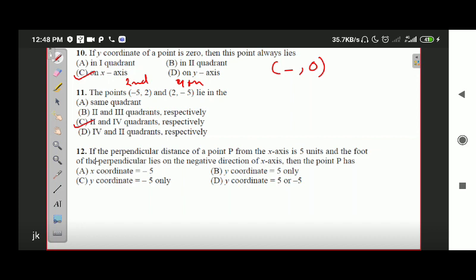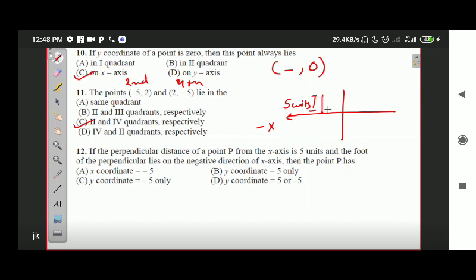Okay, next question: if the perpendicular distance of a point from the x-axis is 5 units, and the foot of the perpendicular lies on the negative direction of the x-axis. The foot of the perpendicular is lying on the negative x-axis.